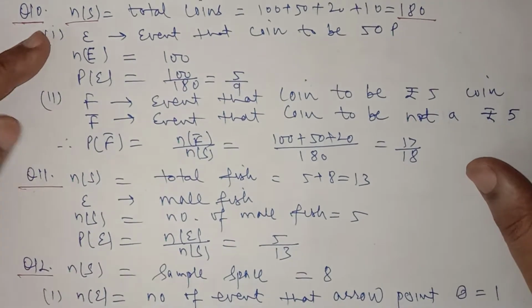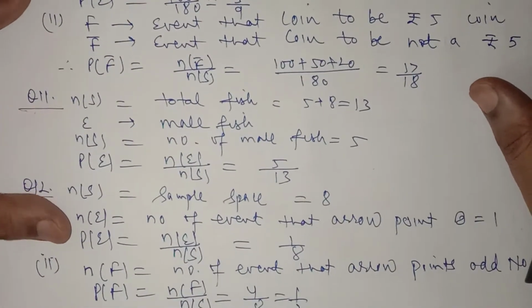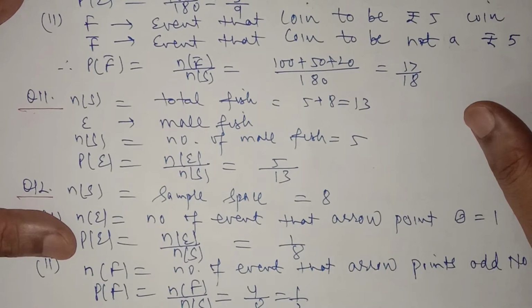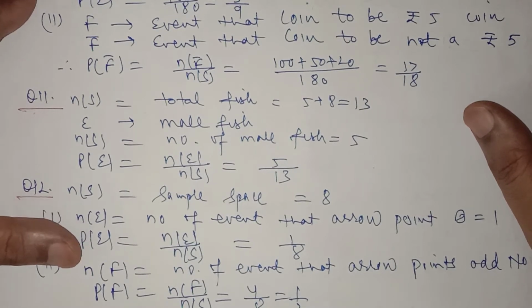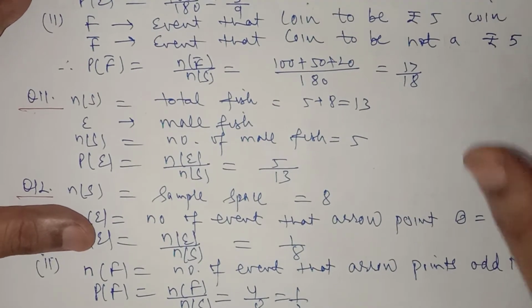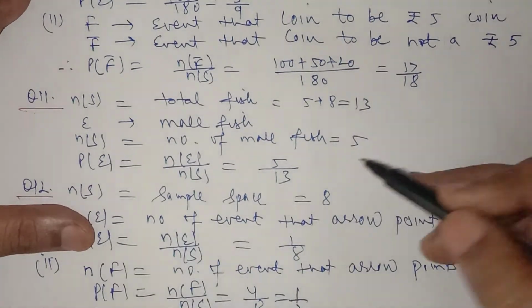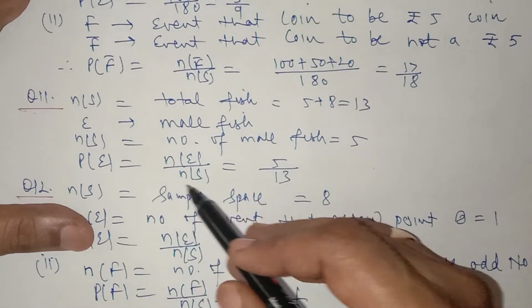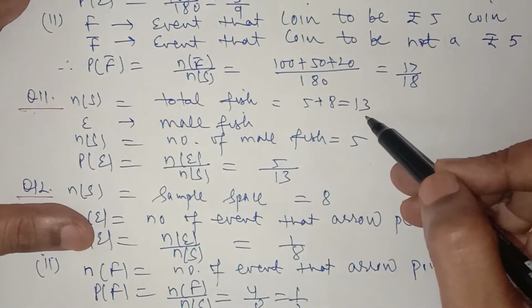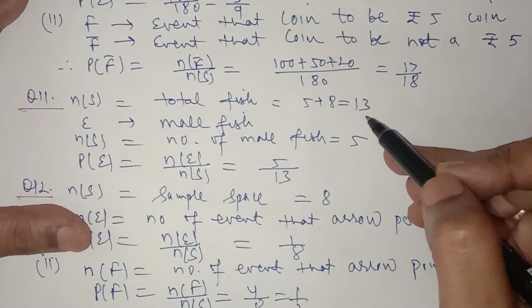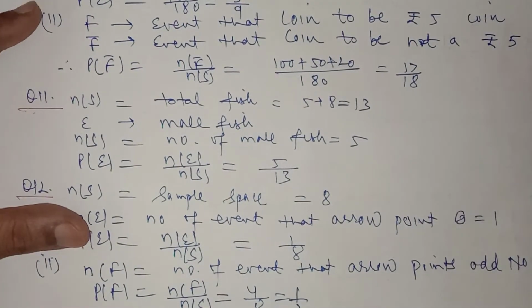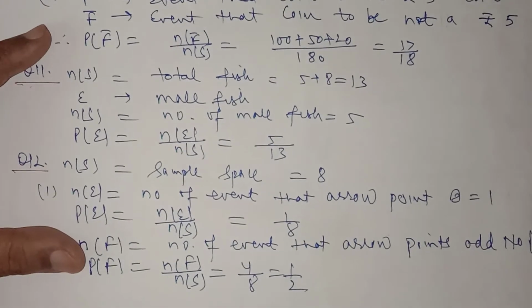Now in question number 11, there is an aquarium in which there are a total of 13 fish, in which 5 are male fish and 8 are female fish. Now you have to find the probability that it should be a male fish. So it is a very simple question. The probability that it is a male fish is 5 upon 13. Male fish are 5 and total fish are 13. So 5 upon 13 is the probability that it should be a male fish.